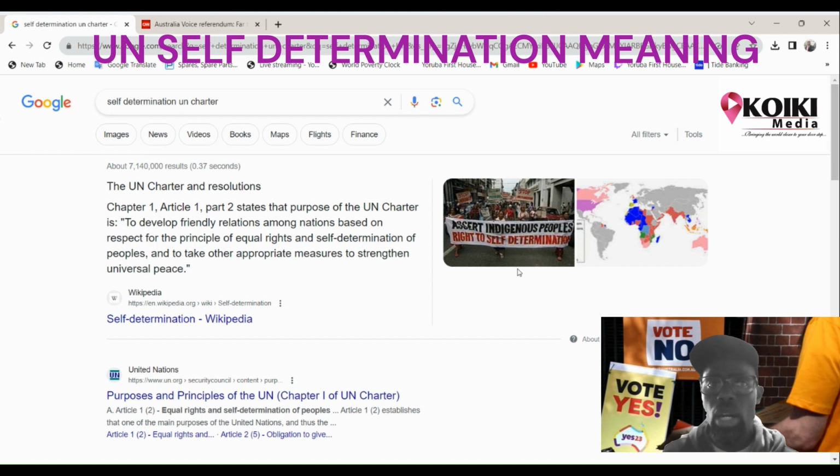Chapter 1, Article 1, Part 2 stated that the stated purpose of the United Nations Charter is to develop friendly relations among nations based on respect for the principle of equal right and self-determination of peoples, and to take other appropriate measures to strengthen universal peace.